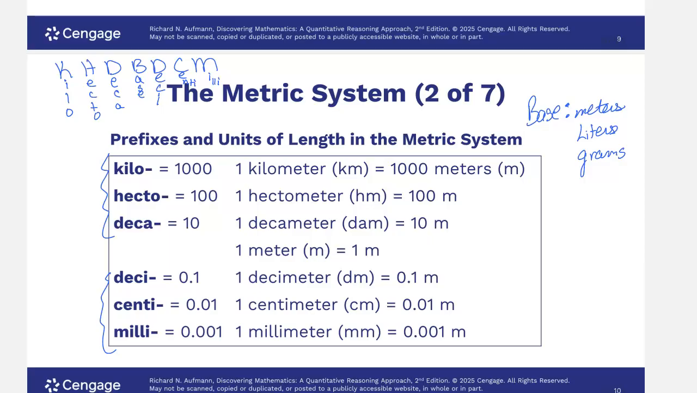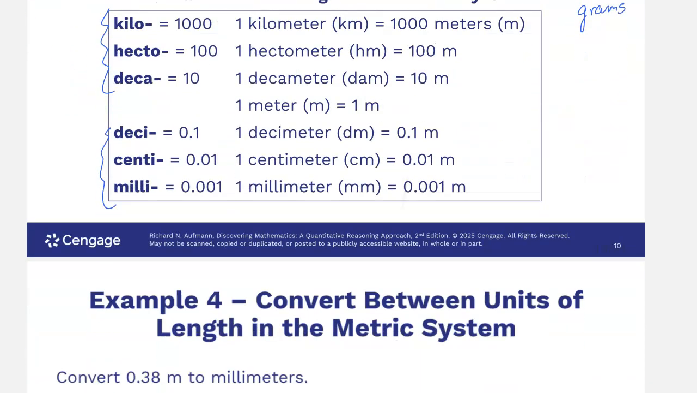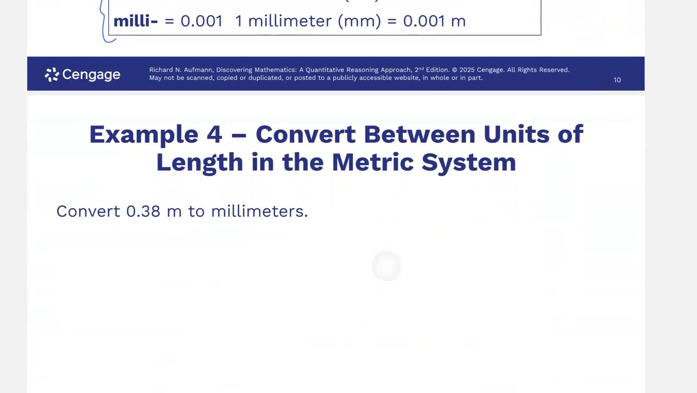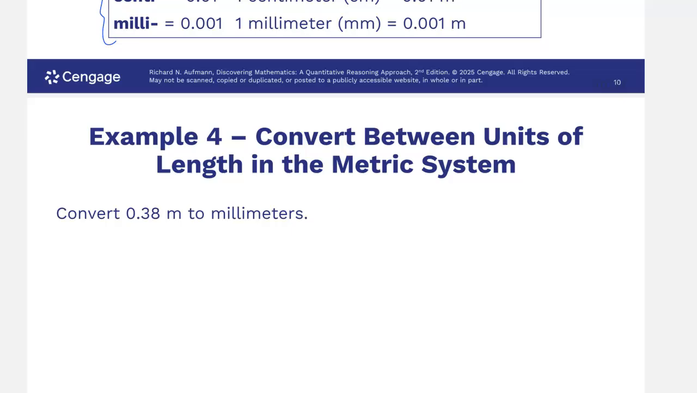And what's nice about that acronym is that if we know where we're starting and where we want to end up, we can just count how many spaces we're going to end up moving. And it doesn't matter what that base is. So I'm going to write my acronym here. King Henry died by drinking chocolate milk. And let's look at a few examples.